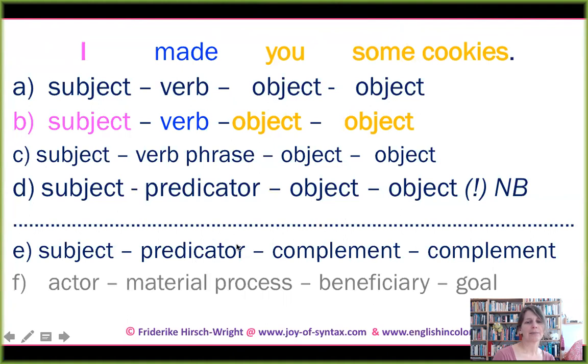And actor, material process, beneficiary, goal. Beneficiary: when you're given cookies, you benefit. And the cookies are, I made them, so I influenced something and created something, and that is the goal. So here you see that certain types of objects, namely those that are changed or created as a consequence of the action of the verb, are called goals. An object that is not affected by the action of the verb is something else.